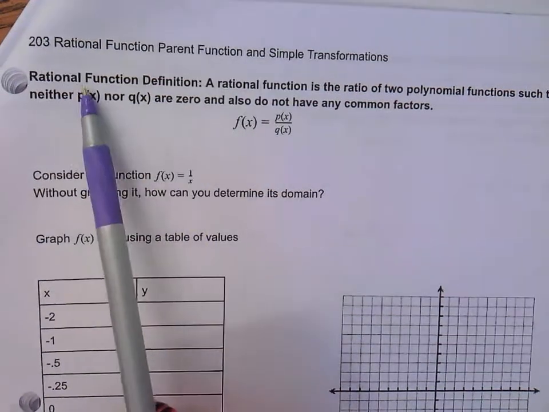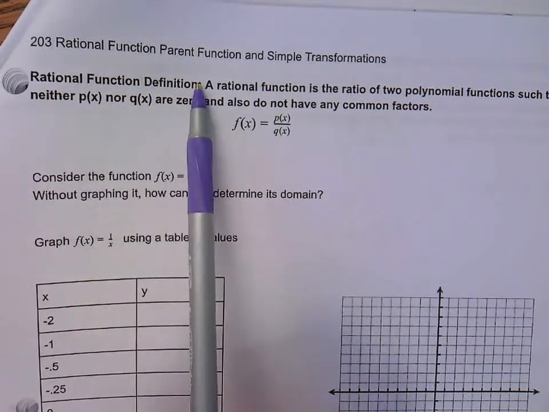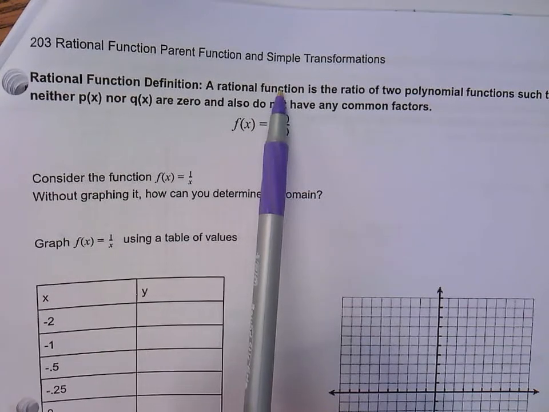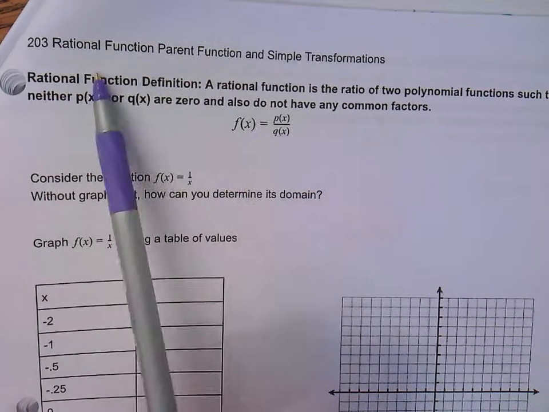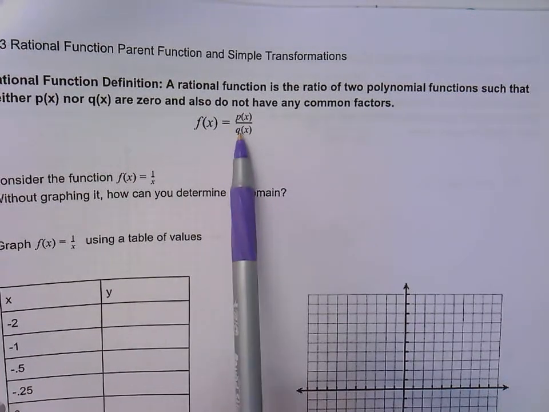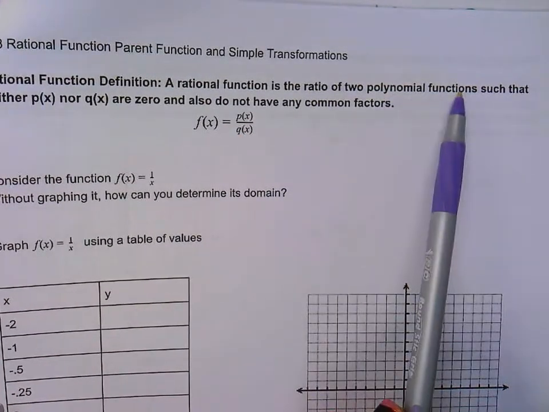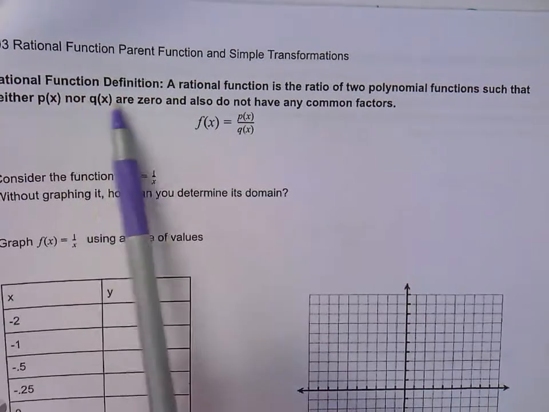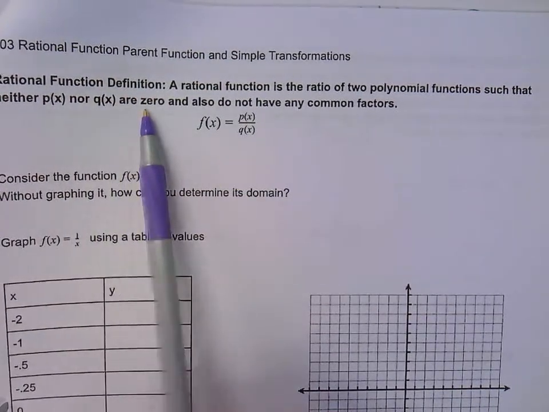This is just defining it for you again. What is a rational function? That might be a good test question. So what is a rational function? It's a ratio, meaning a fraction, of two polynomial functions. They can't be zero, and they don't have any common factors.